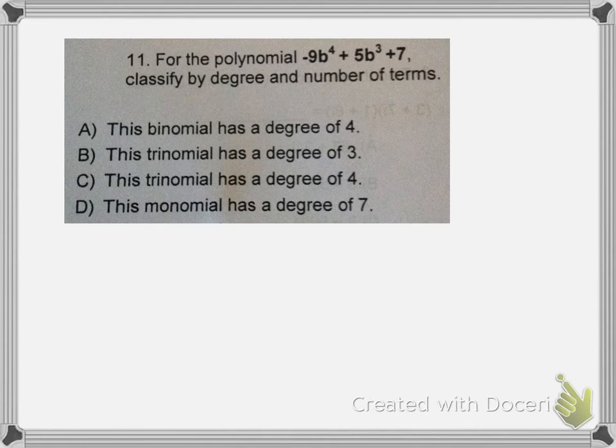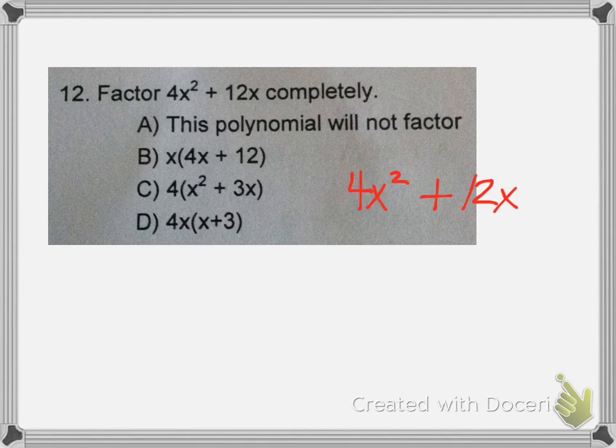Alright, this one's probably the easiest question on here. Classify it by degree and number of terms. Well, the number of terms, there are clearly 3. I underlined each one. And the degree, highest exponent, is your 4. So this is a trinomial because it has 3 terms and a degree of 4.